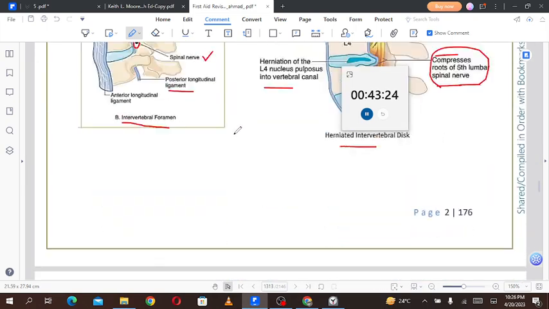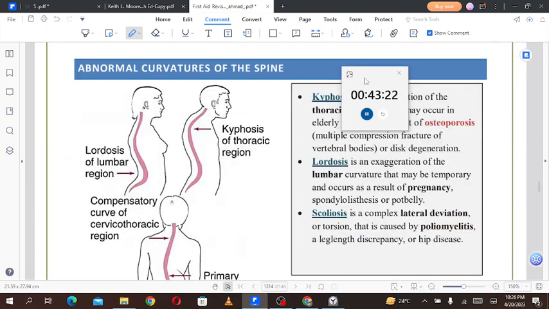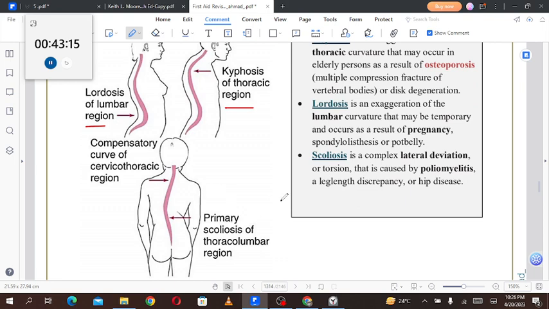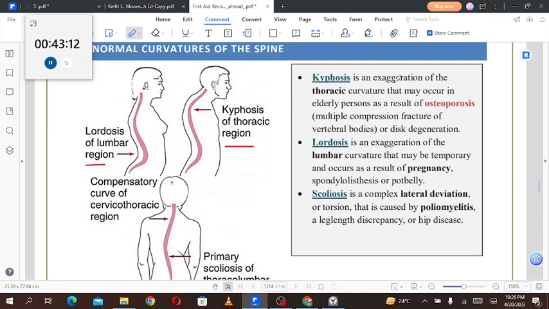Now let's talk about abnormal curvature of the spine. Abnormal curvatures include lordosis of the lumbar region, kyphosis of the thoracic region, and then we have scoliosis, which is a totally different thing. Kyphosis is an exaggeration of the thoracic curvature that may occur in the elderly as a result of osteoporosis, multiple compression fractures of vertebral bodies, or disc degeneration. What is lordosis? It is an exaggeration of the lumbar curvature that may be temporary and occur as a result of pregnancy, spondylolisthesis, or a pot belly.